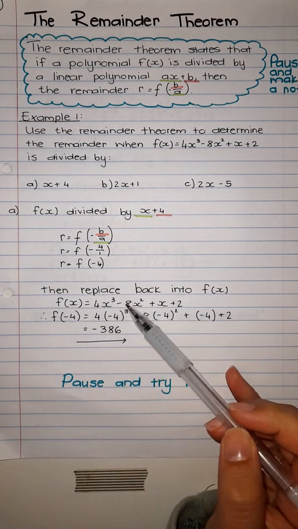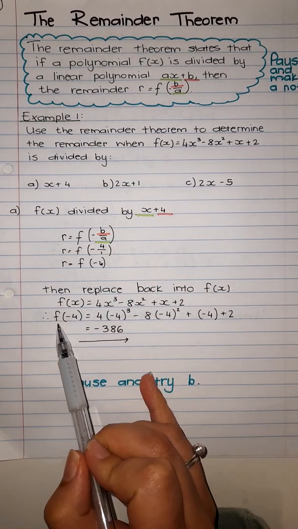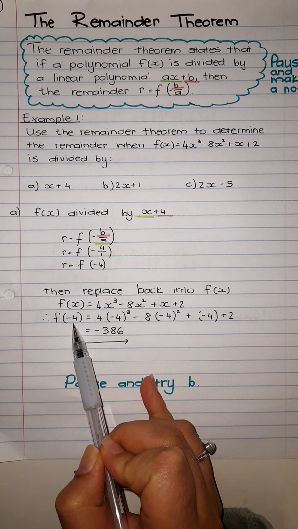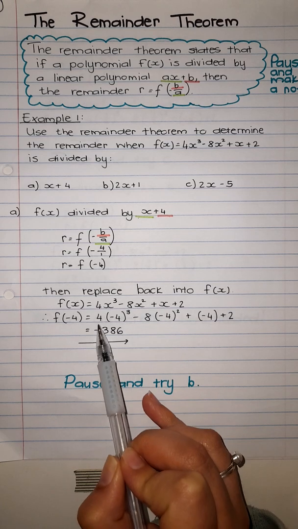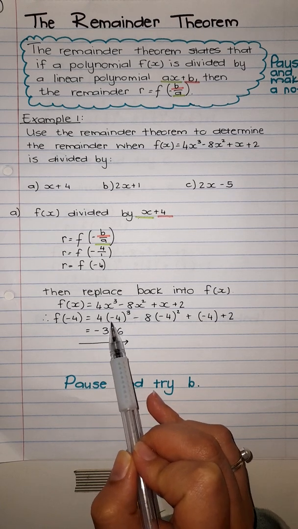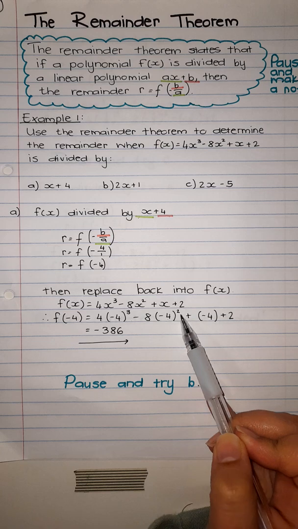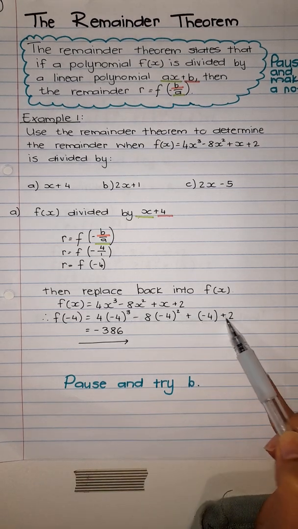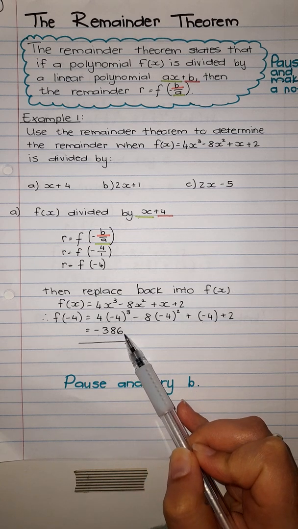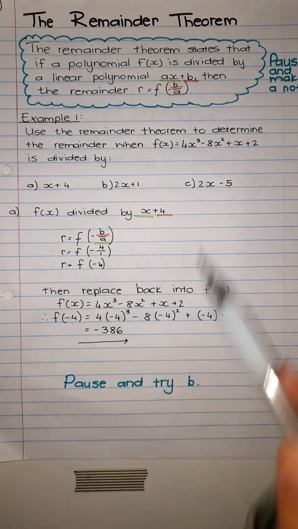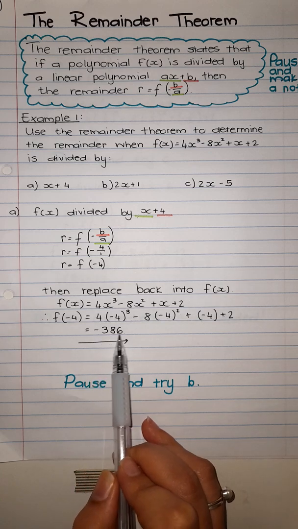Then I replace that back into my f(x). So whatever the long one was that they gave me, I replace it back in. So then I'm going to substitute x with -4. Okay, so wherever I see x, then I'm going to make it -4. So 4(-4) to the power of 3 minus 8(-4) to the power of 2 plus -4 plus 2 would give me a -386. Okay, so that would be my answer. What would happen if I divided f(x) with x plus 4? I would get a value of -386.